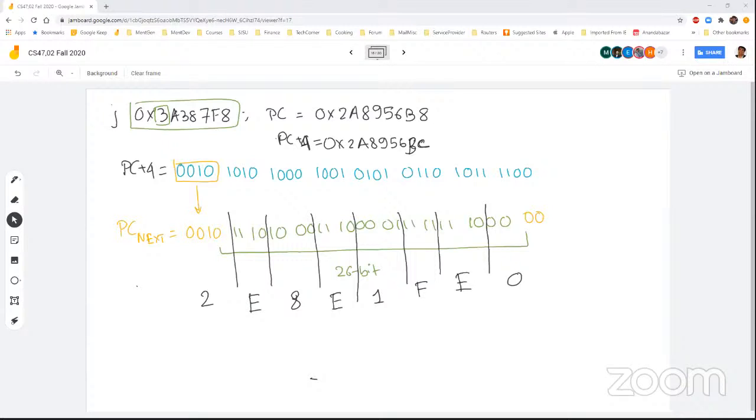Narinder, is that okay? Yeah, thank you. Thank you, Professor. Professor, could you explain again how you went from PC plus 4 to PC next? This one? So we pick up the 4 bits from the PC, and we add 2 zeros at the LSB side. Then pick up 26 bits from the given address pattern, given machine code.